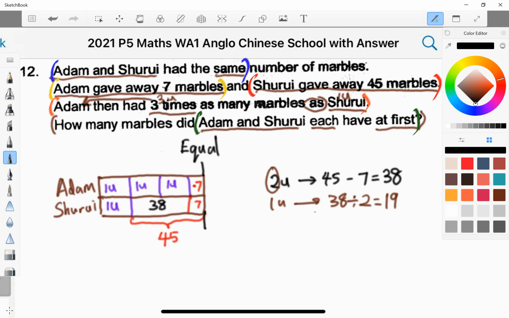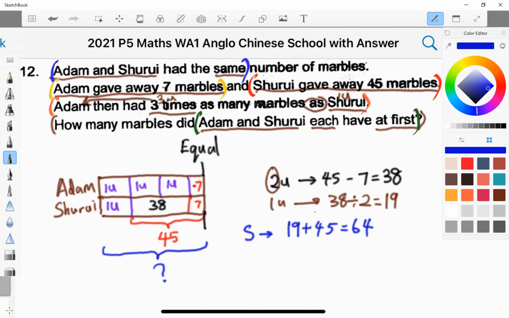The question wants us to find out Adam and Shure each at first. And what would that be? Let's find out. If I'm going for Shure, since I already found 1 unit, Shure at first would just be 19 plus 45. And that answer will be 64.